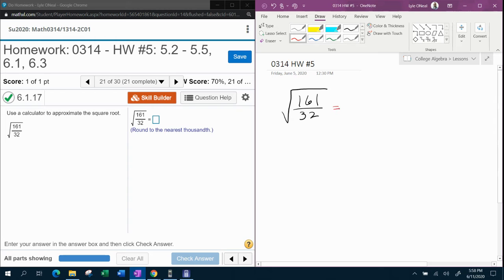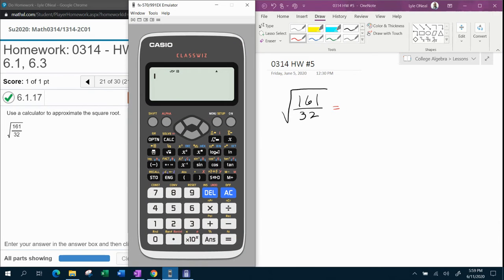So what we're going to start with is the Casio ClassWiz. And this is a very nice calculator. It's probably my favorite calculator, even better than a graphing calculator in my opinion. To do it on this calculator, we've got the square root button, and then you've got a fraction button where you can input this problem exactly the way it looks in the book, okay? Or in this case, in the MyLab Math.